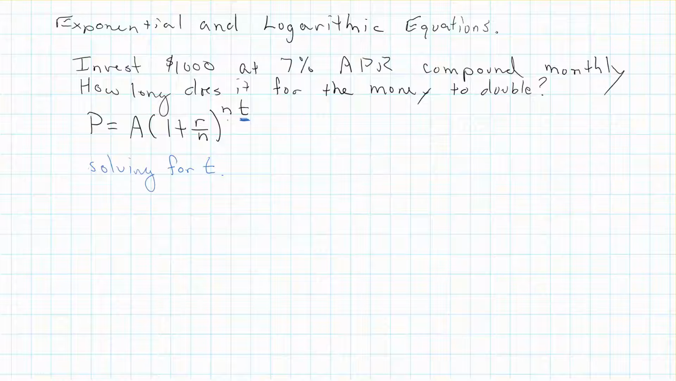All right, but now let's plug in some things that we know here. What do we know? Well, we actually know P. P is 2,000 because I'm saying that the money is going to double. So I initially invested 1,000 and I want to see how long it's going to take to get to 2,000. So I have 2,000 is equal to my initial amount of 1,000 times 1 plus r, which is 7%, so 0.07, divided by 12.